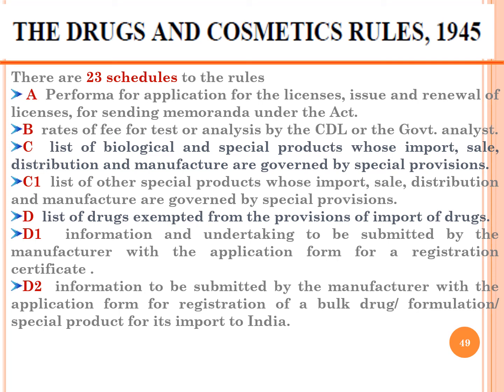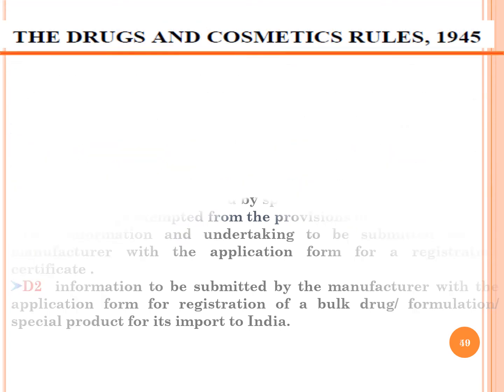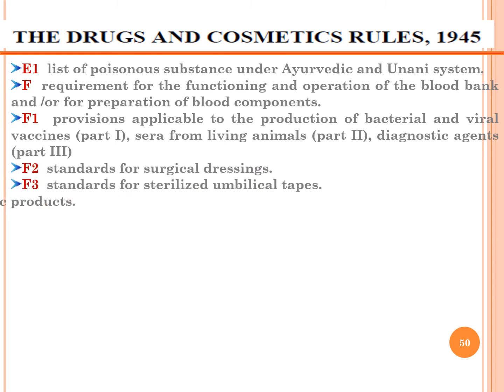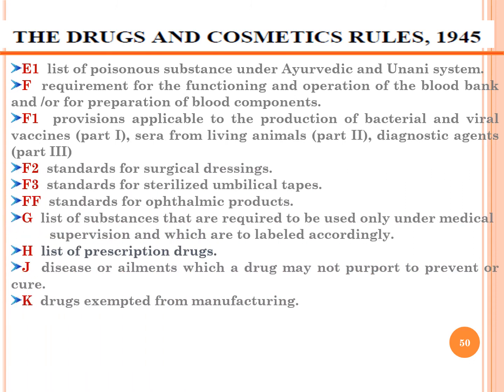D. List of drugs exempted from the provisions of import of drugs. D1. Information and undertaking to be submitted by the manufacturer with the application form for a registration certificate. D2. Information to be submitted by the manufacturer with the application form for registration of a bulk drug/formulation/special product for its import to India. E1. List of poisonous substance under Ayurvedic and Unani system. F. Requirement for the functioning and operation of the blood bank and/or for preparation of blood components.